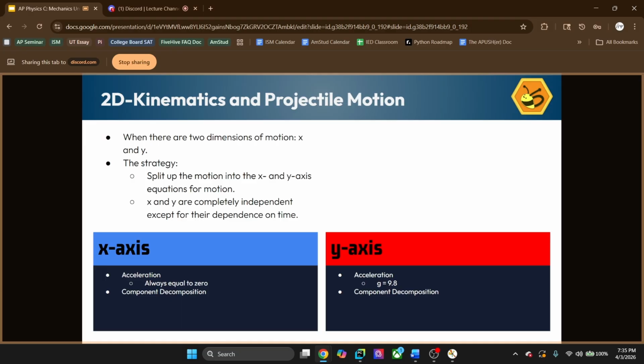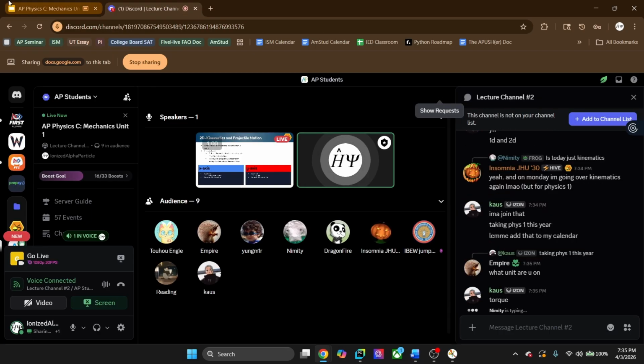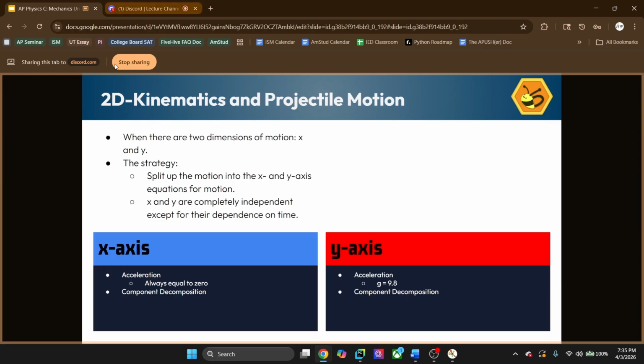And it's also important to note that for the x-axis, acceleration is always equal to 0, okay? That's because there isn't any air resistance or drag that we have to take into account for 2D kinematics at this point. And we'll have to do component decomposition. For the y-axis, the acceleration is obviously 9.8. If we're on Earth, that's the gravitational acceleration.